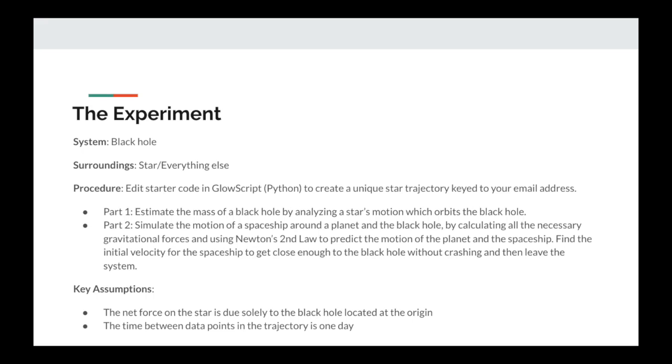Now let's jump into our experiment. The system is a black hole and the surroundings are the star and everything else. Our procedure is to edit the starter code in GlowScript using the Python coding language to create a unique star trajectory keyed to my email address.